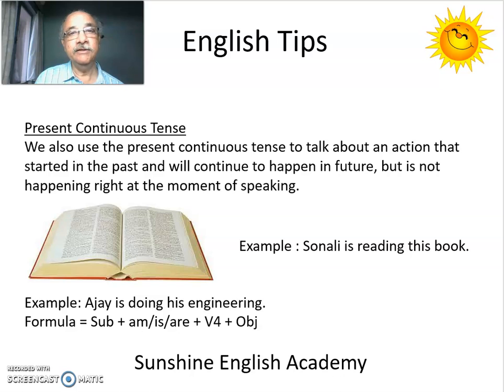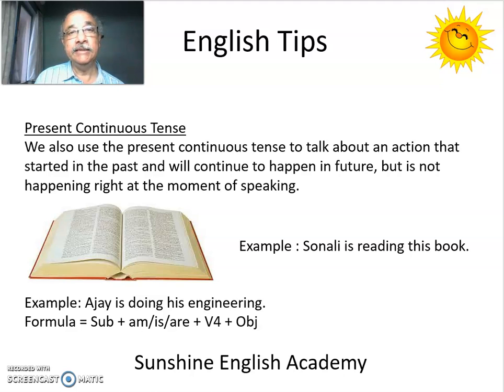Here is the second use of the present continuous tense. We also use the present continuous tense to talk about an action that started in the past and will continue to happen in future, but is not happening right at the present moment. Let's look at examples.